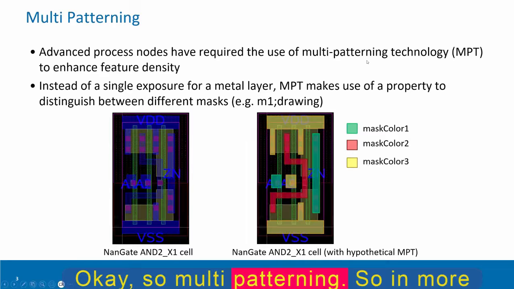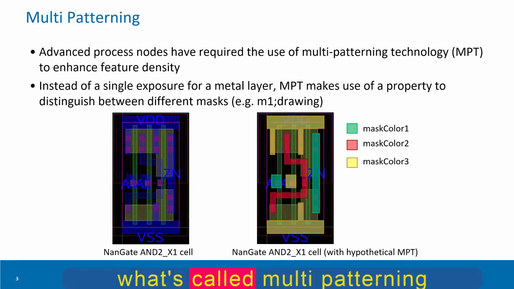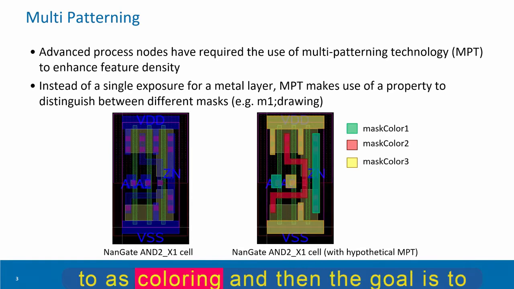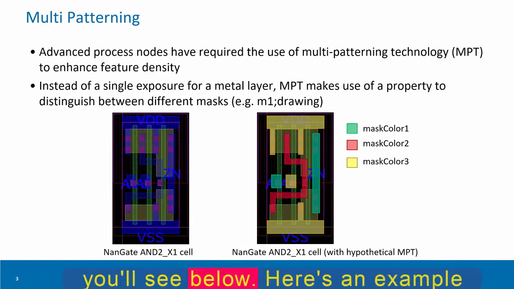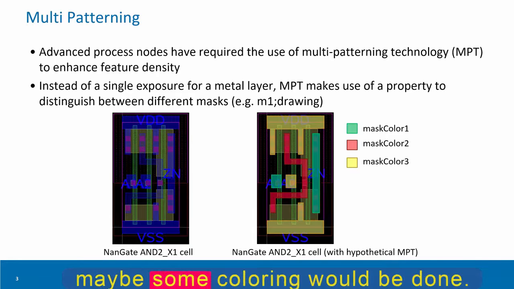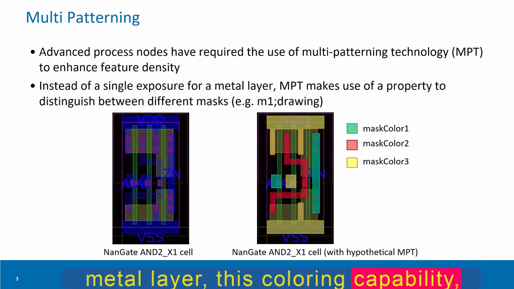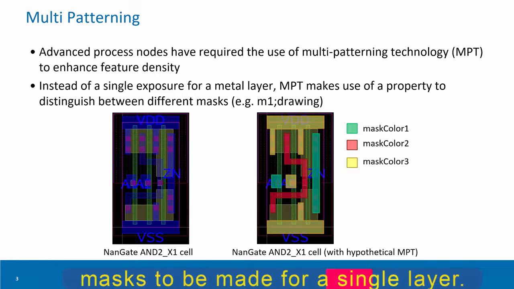Okay, so multi-patterning. In more advanced nodes, there's the use of what's called multi-patterning technology, or MPT. It's also referred to as coloring. And the goal is to enhance feature density. So you'll see below, here's an example of the NAND gate library where maybe some coloring would be done. So instead of a single exposure for a metal layer, this coloring capability allows multiple masks to be made for a single layer.